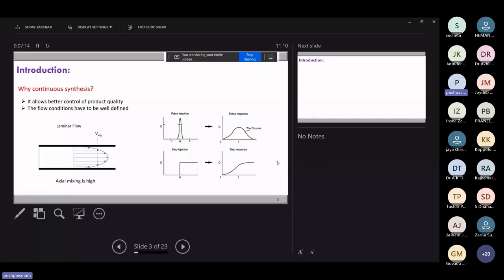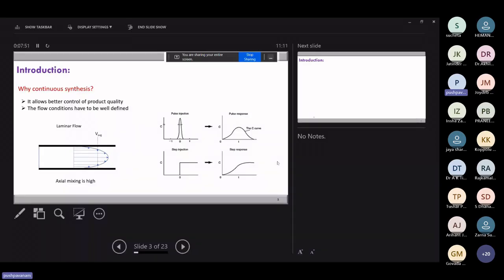So basically what this means, and similarly if you want to give a step input, which I'm showing at the bottom, you will see that you don't get a step response. If your reactor had been a plug flow reactor where the velocity profile is completely flat, then whatever you give as input will come as output. But because of the laminar flow conditions, you get this dispersion. Okay, and there is a lot of axial mixing going on, which gives rise to the spread.